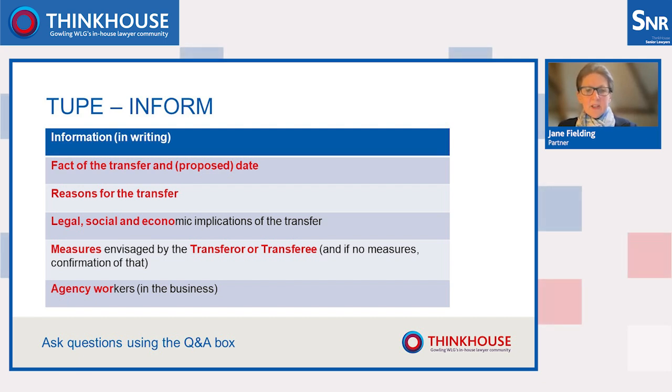Now, in terms of agency workers, this is slightly odd in a TUPE context, but part of the information has to be how many agency workers are employed in the whole business, not just the little bit that's transferring if it's a partial transfer, what they do, and which parts of the business they are in.